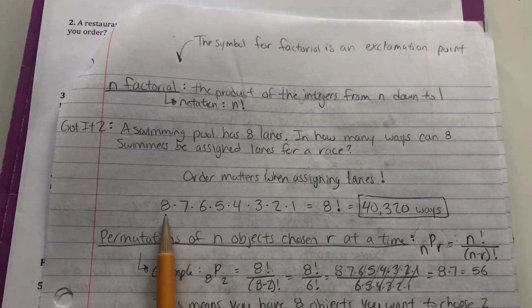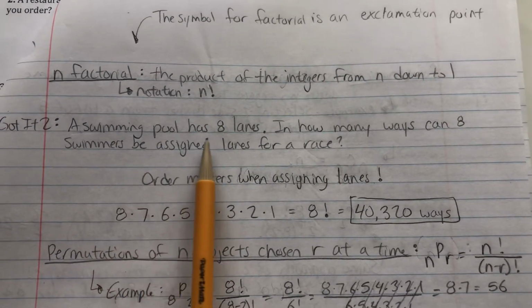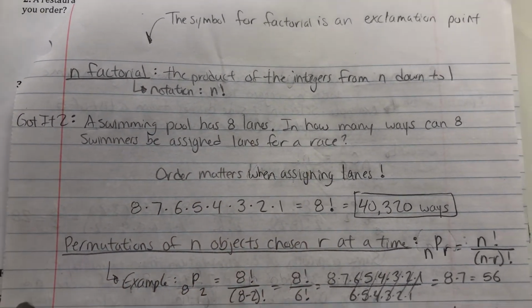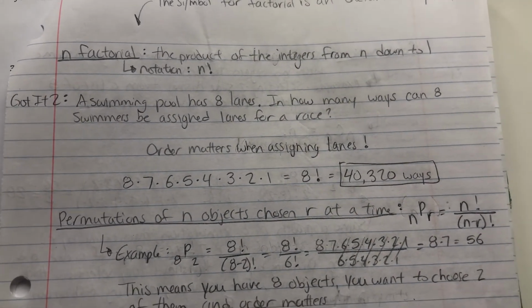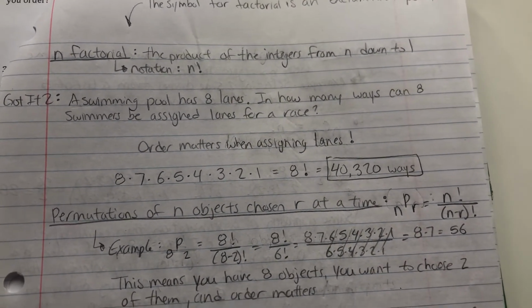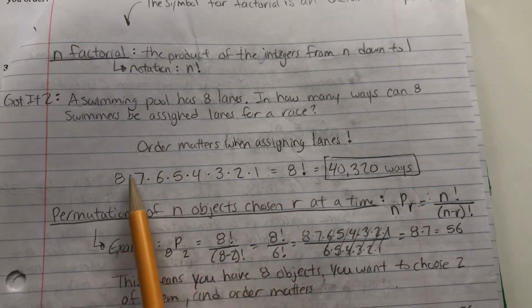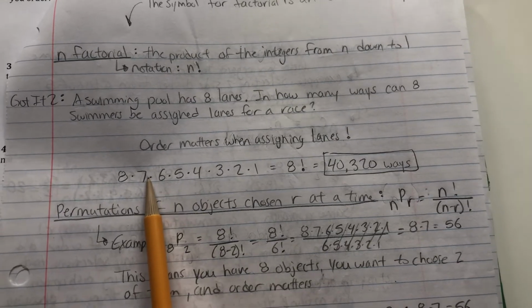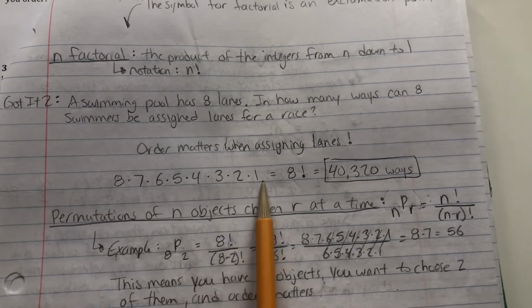So the best way to show you how it works is to do an example. A swimming pool has 8 lanes. How many ways can 8 swimmers be assigned lanes for a race? Well, order matters when you're assigning lanes. That means you can't have repeats. If you have 8 lanes and 8 swimmers, once you choose one of those swimmers, you only have 7 to choose from for this next lane. 6, 5, 4, 3, 2, 1.